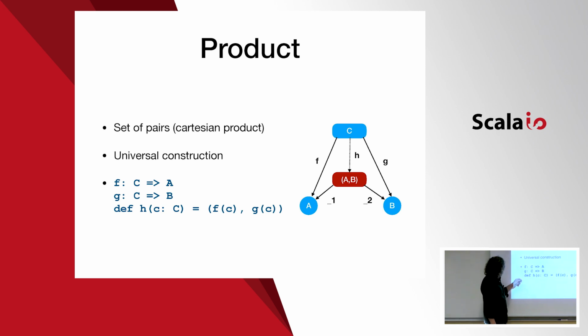Okay, so here it is written: F is from C to A, G is from C to B, and H can be defined, like as programmers, we can define this H, F acting on C paired with G acting on C. That's the solution of this problem, right?